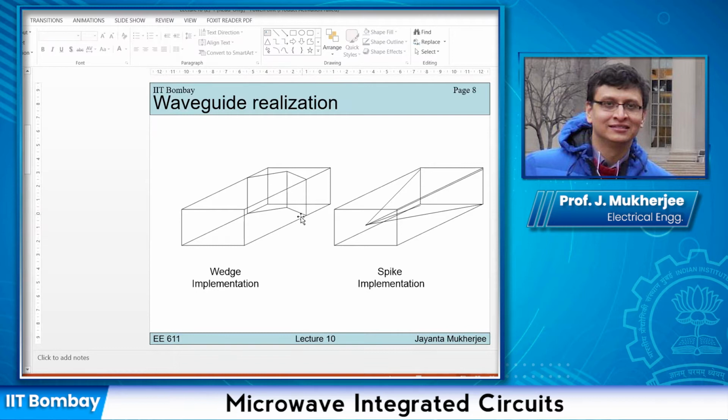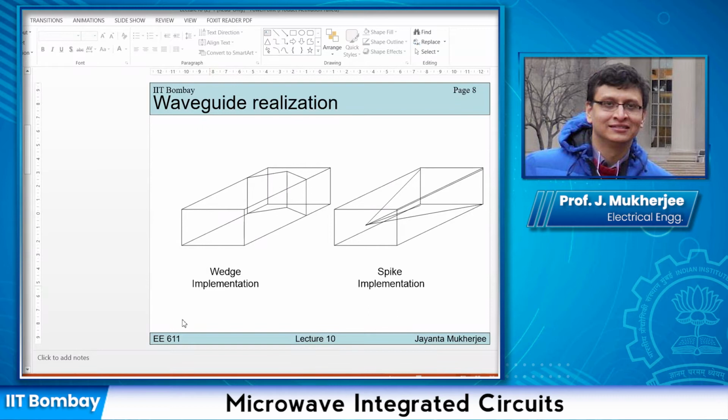So when I say load, it will mean a circuit or some component which causes reduction in the magnitude of the electric field, and that component is this wedge shape. Why do we use a wedge shape? The same logic as why we used a tapered load in the previous case, in the case of the coaxial cable. Similarly, here also we have a tapered load. This is a wedge implementation, this is a spike implementation.